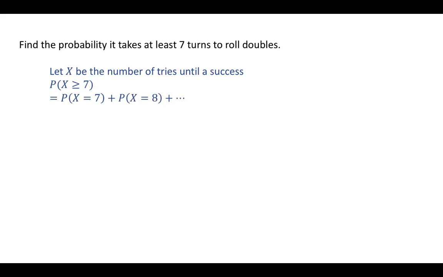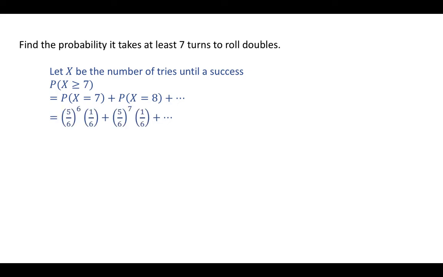Let's try another one. Find the probability it takes at least 7 turns to roll doubles. So let's say X is the number of tries until a success. We're looking for the probability that X is at least 7, greater than or equal to 7. This means that it took 7 tries to roll doubles, or 8 tries, or 9 or 10 or 11, all the way to infinity. It could theoretically keep going. So we can't really calculate those one at a time and add them up.